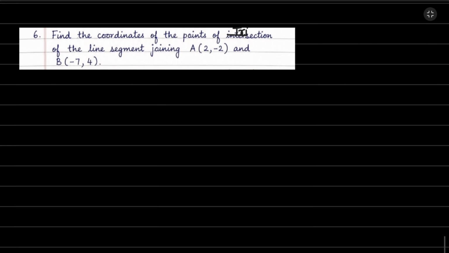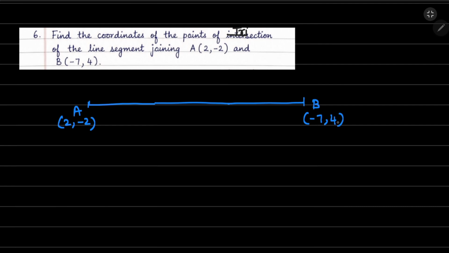Find the coordinates of the points of trisection. That means a line segment is equally divided into 3 equal parts. So let's draw a line, the trisection of the line segment AB. You have your point A, you have your point B. A is 2, minus 2. B is minus 7, 4. If a line has to be divided into 3 equal parts, there will be only 2 points. So let the points be P and Q. They are dividing it into 3 equal parts, 1 is to 1 is to 1.